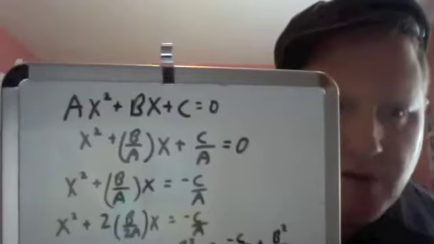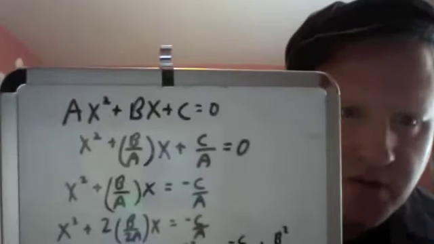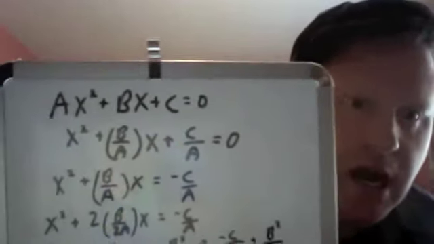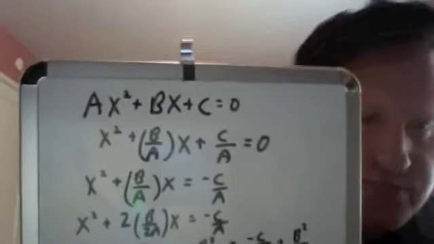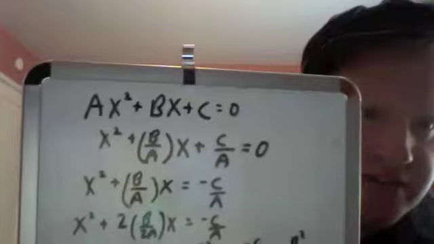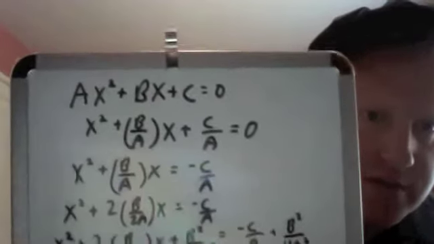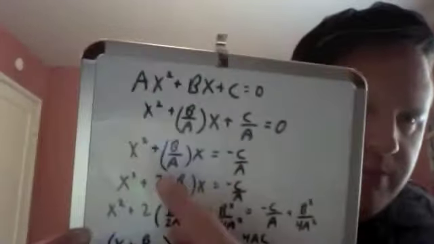So we now have x squared plus b over a x plus c over a is equal to 0. Subtract c over a from both sides. x squared plus b over a x is equal to negative c over a. Okay. Now, notice what I'm going to do here.